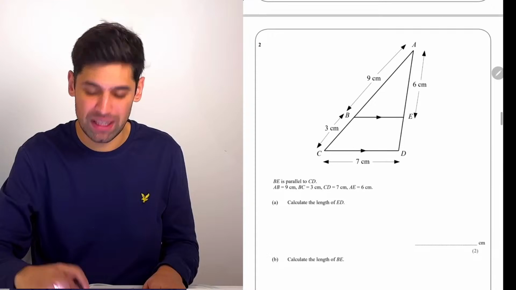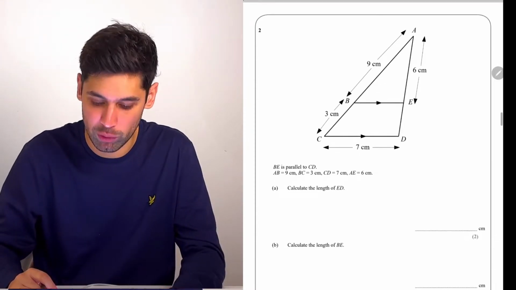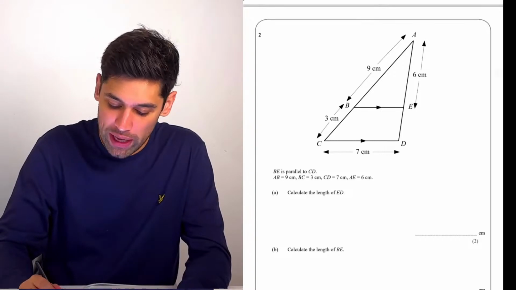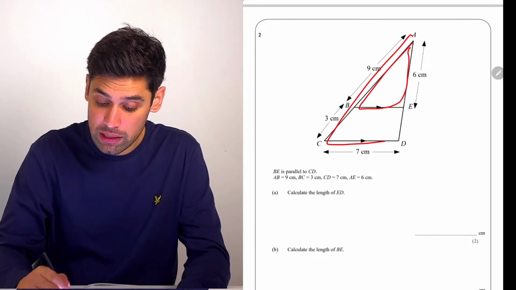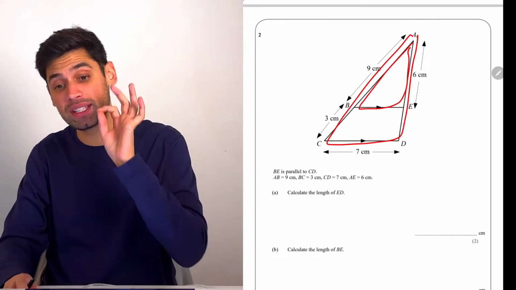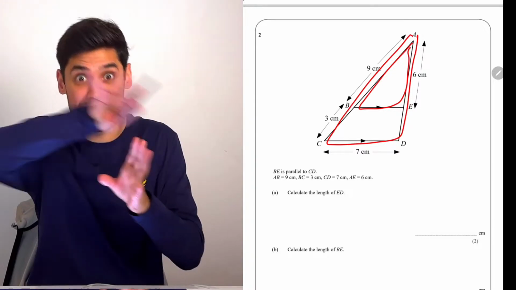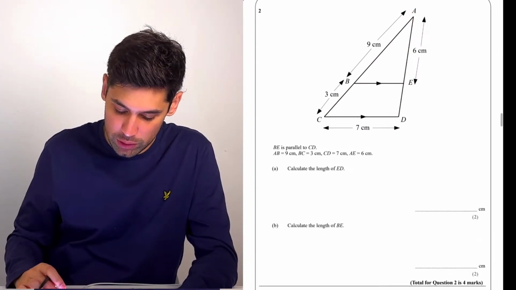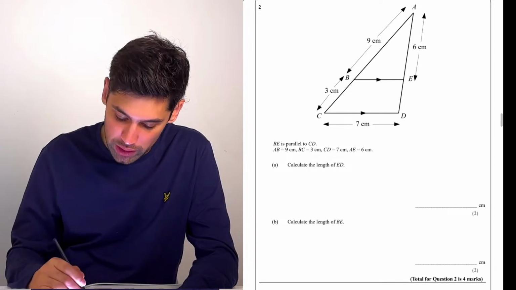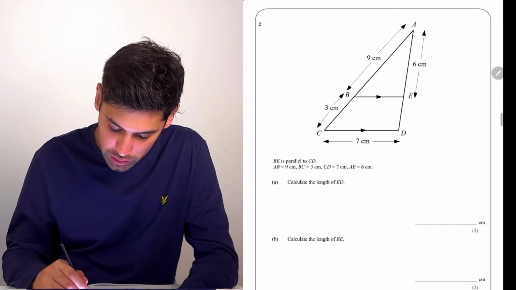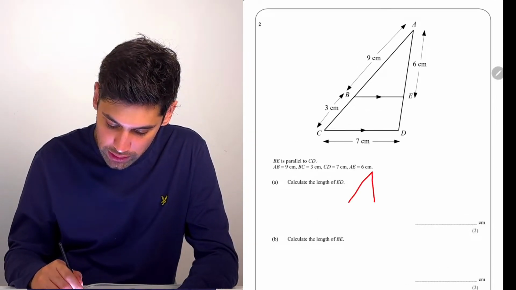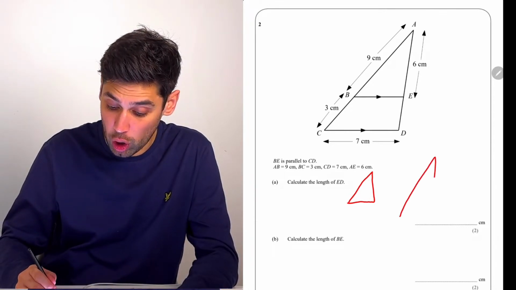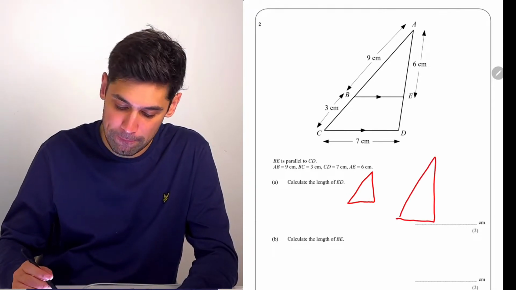Now, this is a more typical type of question that we'll find, but it's a shape inside another shape, and that's what makes this tricky. We have one triangle inside another triangle. So my first bit of advice is draw these two triangles out next to each other. Let's draw out the smaller triangle first. The smaller triangle is going to look like this, and the bigger triangle is going to be the whole thing that looks like this.